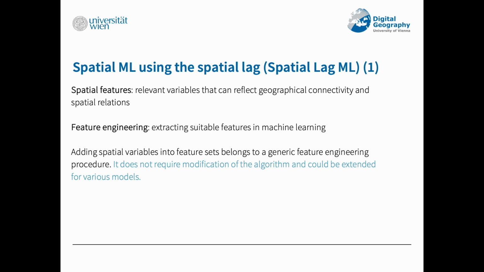One spatial machine learning method is the Spatial Lag ML. This method involves the engineering of a spatial feature, the spatial lag, and incorporating it into a machine learning model. It is a straightforward approach that does not require the modification of the algorithm and can be extended to other models as well.